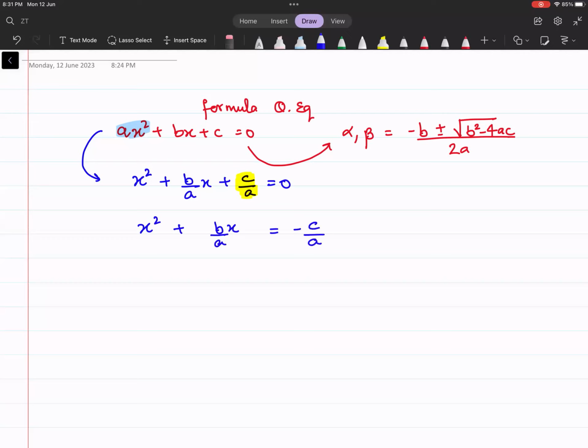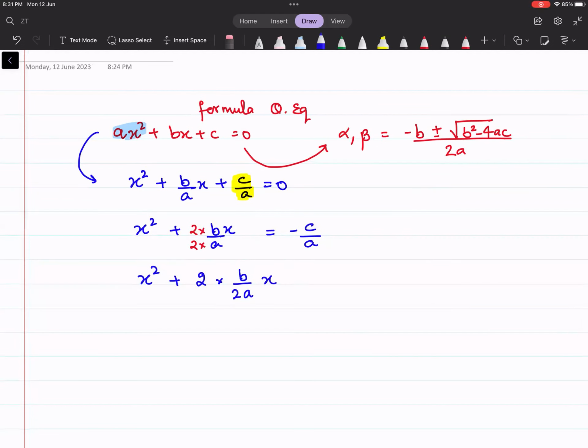Now in this step, the coefficient of x, that is b/a, we will multiply by 2 and divide by 2. We'll see why we are doing this. So let's rewrite this: x² + 2 times (b/2a) into x equals, let's give some space here, equals −c/a.